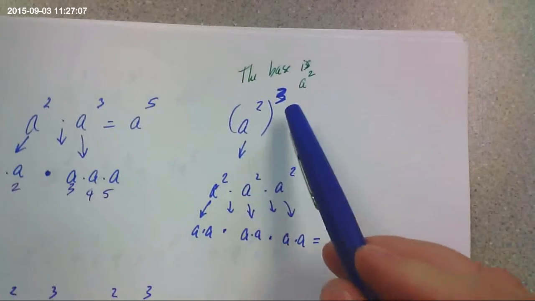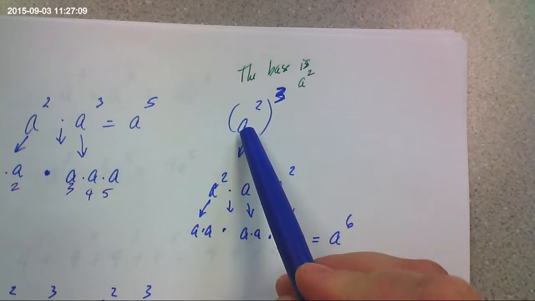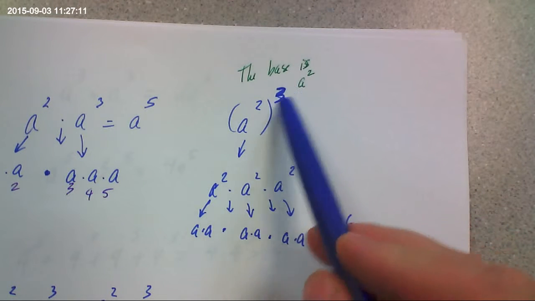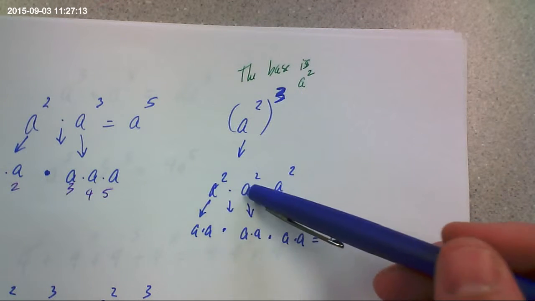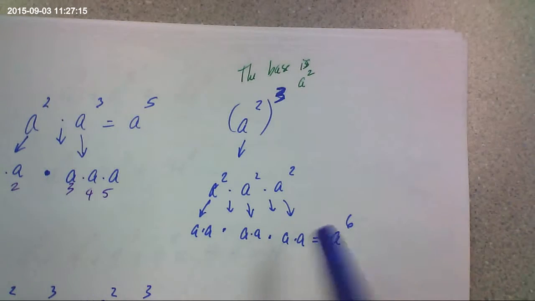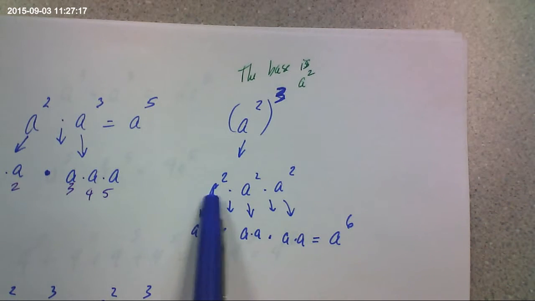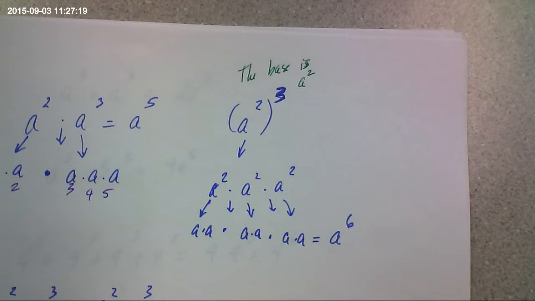Here, the base is actually a squared, and we have 3 of those bases multiplying. So we have a squared times a squared times a squared. So there's 2 of each of those. There's 3 groups of 2 all multiplying. That's a to the 6th.